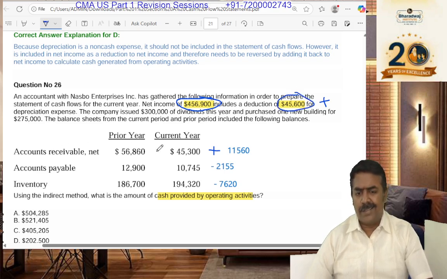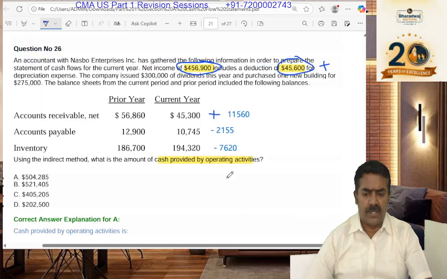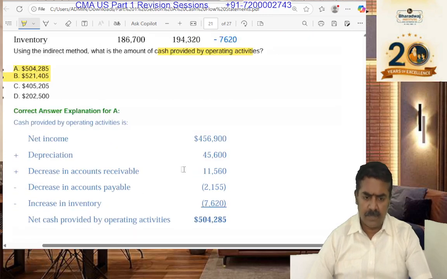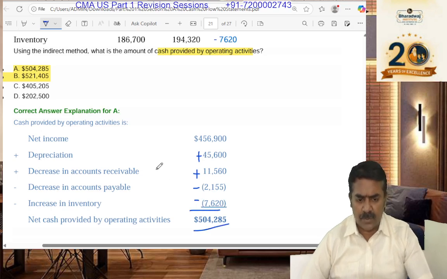Okay. Decrease in current assets we add. Increase and decrease in current liability we reduce. Increase in current asset we reduce. What is the answer? 204. Add back depreciation. Okay. Add back decrease in accounts receivable, decrease in current asset. Less accounts payable decreased, we paid money. Minus current asset increased, we paid money. So 504,285.